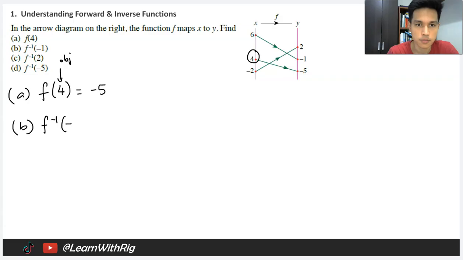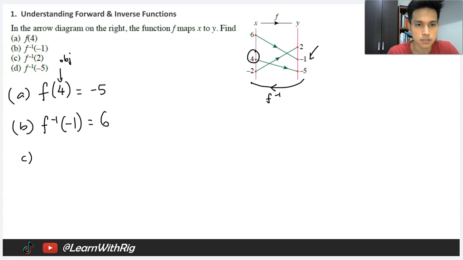B, f inverse of -1. Okay, -1. Let me just write it. Okay, so f inverse of -1. So now we are seeing the backward, from right to left. Why? Because this is inverse of f. So now the -1 is the object, and the object is supposed to be on the right, because now we are reversing the process. So the object of f inverse is going to be the one on the right. So now -1 is connected where? It's connected to 6. So 6 is the image for f inverse function.